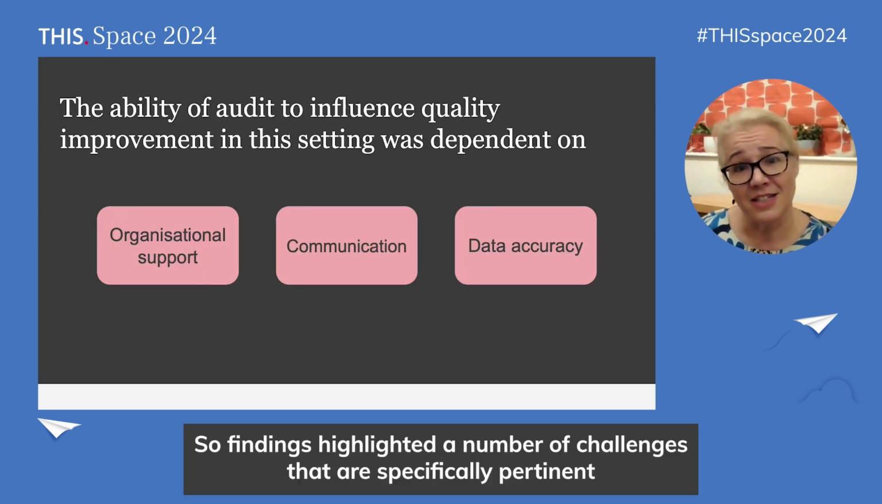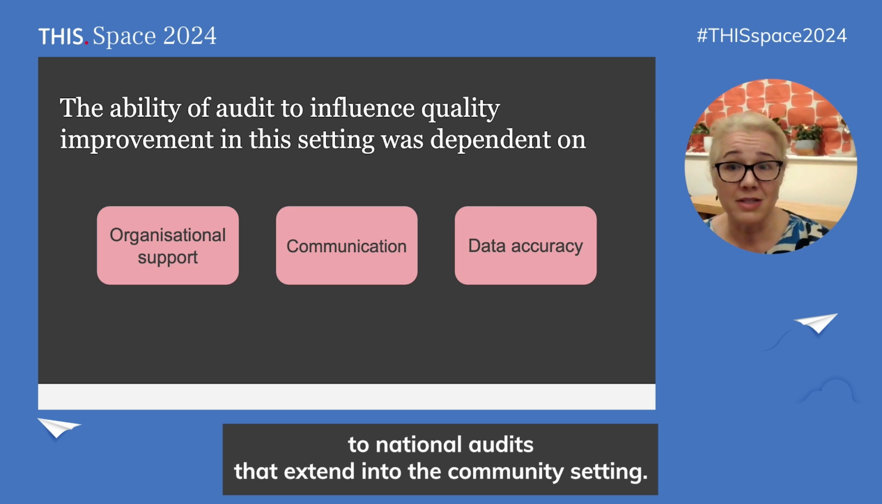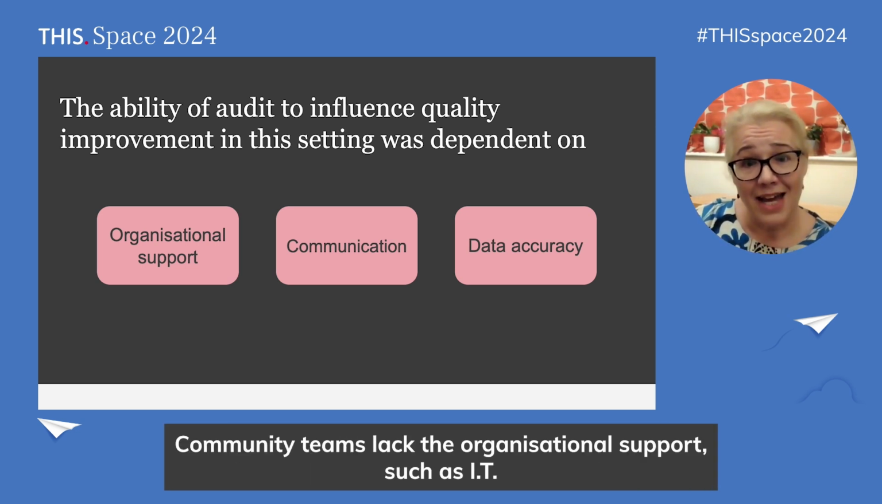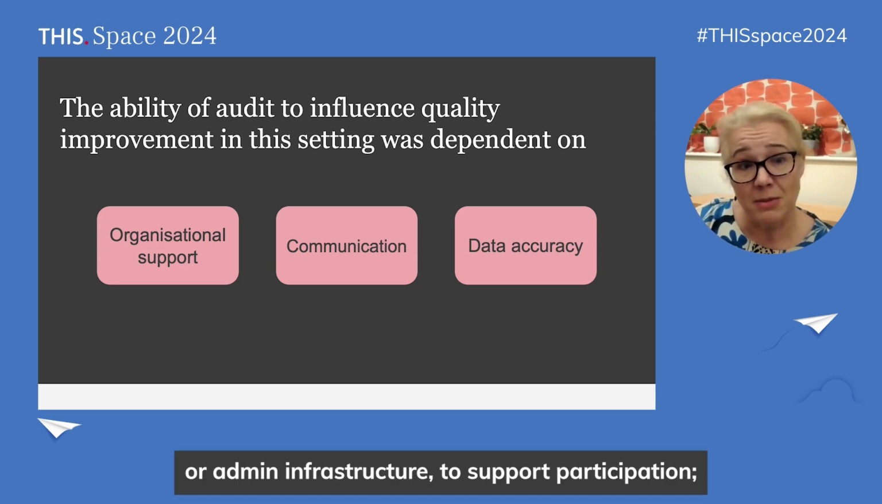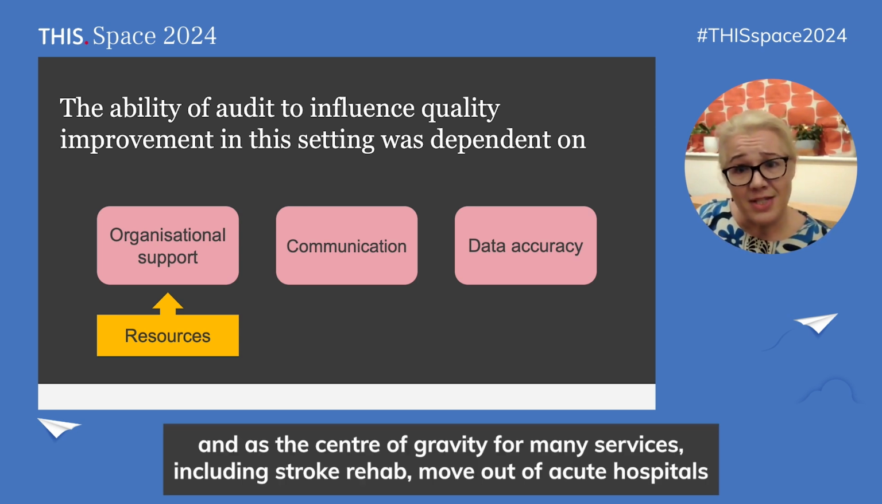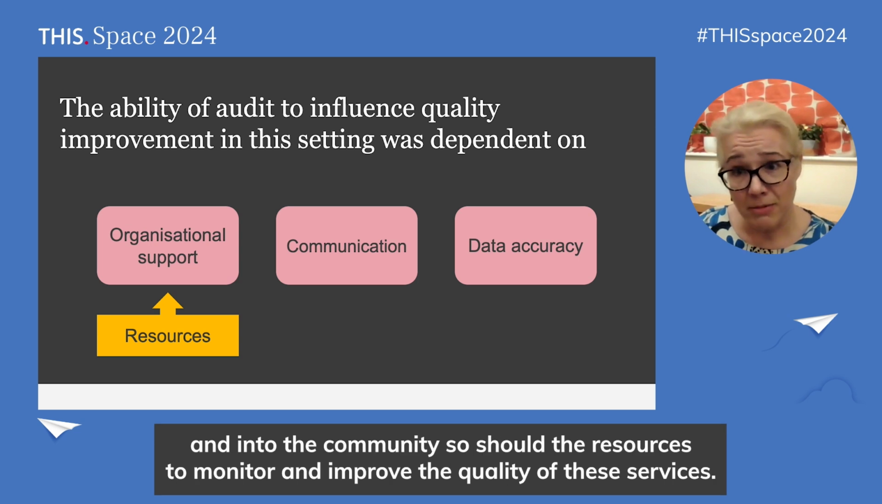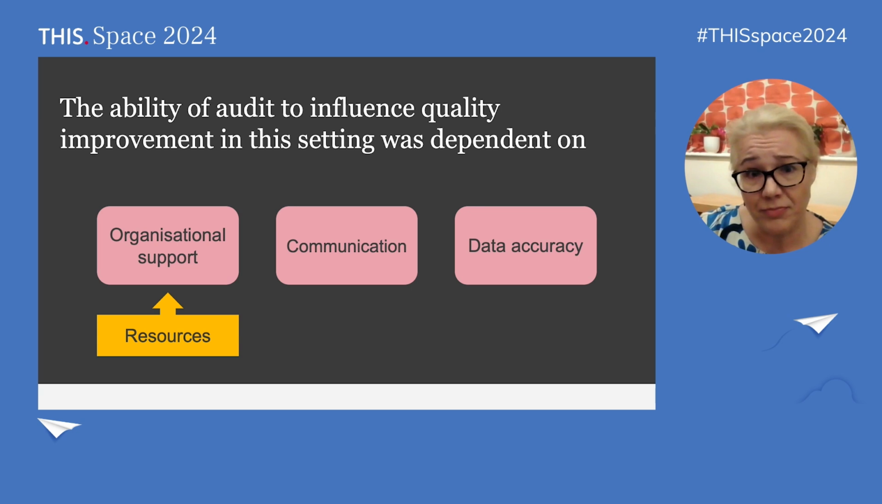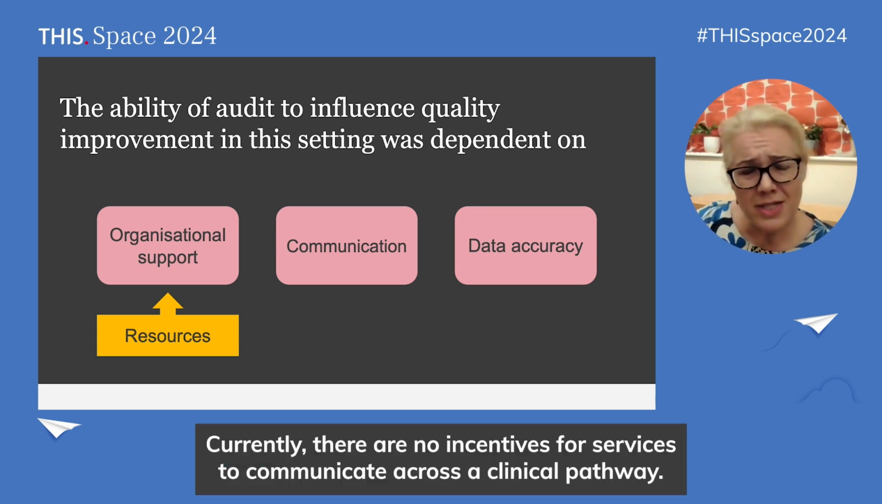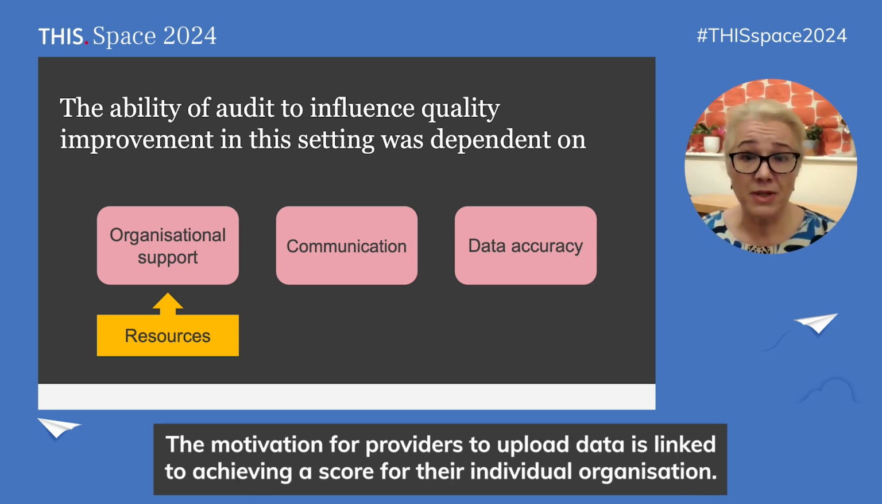So findings highlighted a number of challenges that are specifically pertinent to national audits that extend into the community setting. Community teams lack the organisational support, such as IT or admin infrastructure, to support participation. And as the centre of gravity for many services, including stroke rehab, moves out of acute hospitals and into the community, so should the resources to monitor and improve the quality of these services. And currently, there are no incentives for services to communicate across a clinical pathway. The motivation for providers to upload data is linked to achieving a score for their individual organisation.